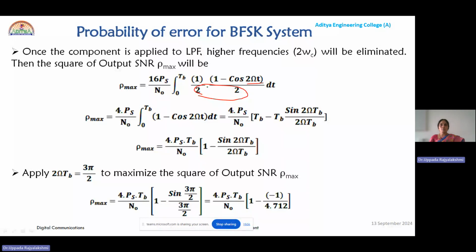This can be written as the integral of cos 2 omega t, that is sine 2 omega Tb divided by 2 omega Tb. Just we have applied the limits from 0 to Tb. And for further simplification, let us take Tb as common, because you want to write Ps into Tb, that is bit energy. So 4 Ps into Tb divided by N naught into 1 minus sine 2 omega Tb by 2 omega Tb. And our intention is to maximize the square of output SNR.